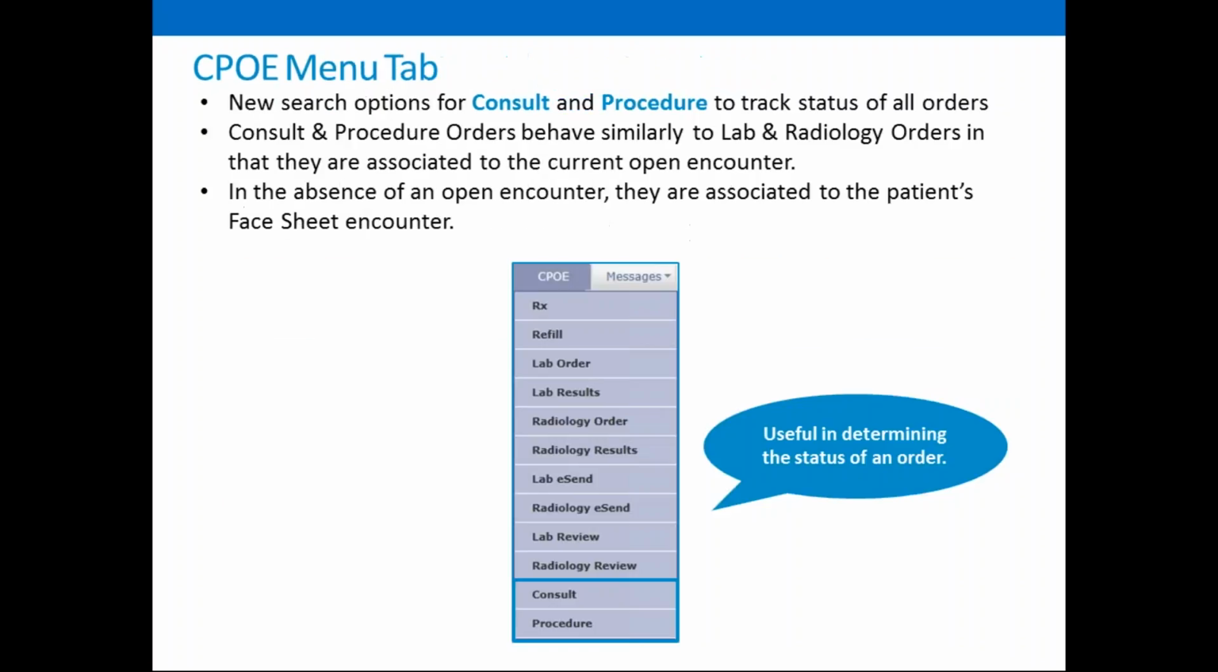So this is system level searching now. Maybe you don't know about the encounter, or the encounter's closed and you don't want to go to encounter history. You just want to know when this consult was done. Did I order this procedure? Did a result come in yet?